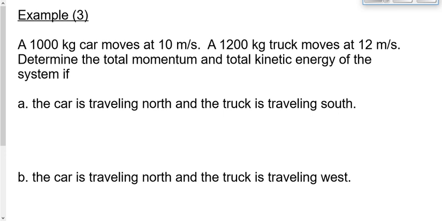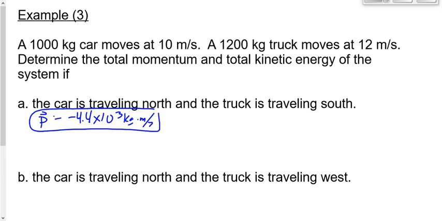Let's take a look at another example on topic 12 now. This one's going to be 3b. We finished up 3a yesterday, and when we did that, we found the momentum in question 3a to be negative 4.4 times 10 to the 3 kilograms meters per second. And we found the kinetic energy in question 3a to be, what was it, 1.4 times 10 to the 5 joules.